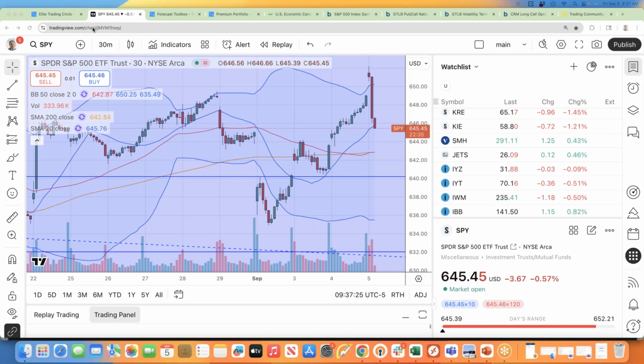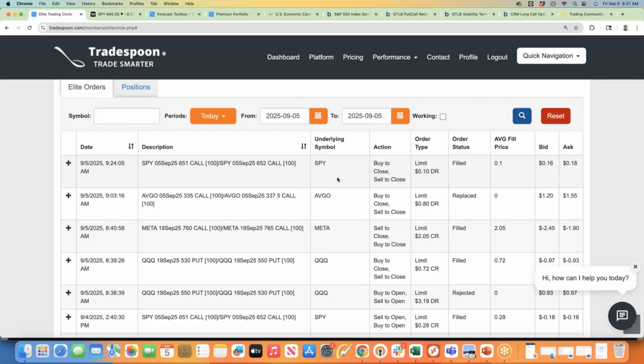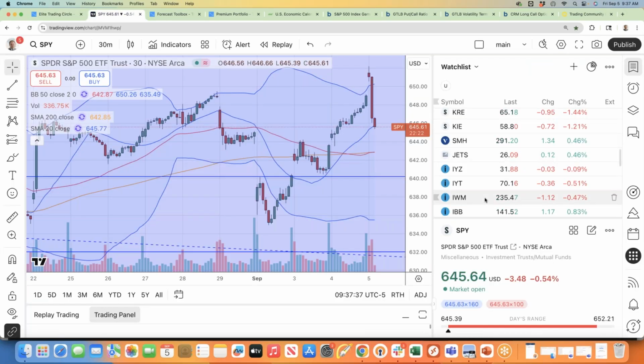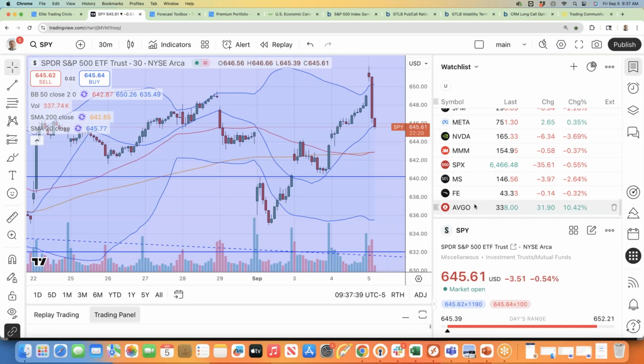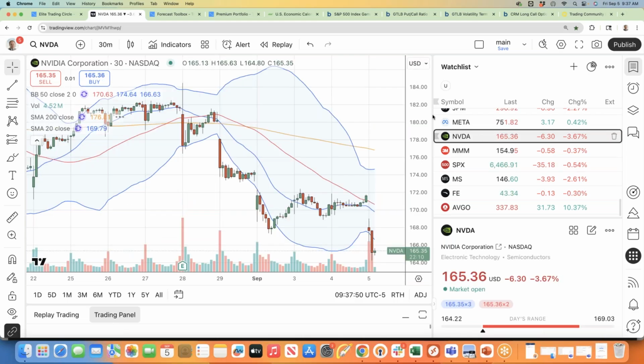I got filled at 10 cents. Still watching Broadcom. Broadcom is actually holding up better than the market, which is good. I'm probably going to exit if it gets above 342. We'll see if it will or will not. But you can see a pretty clear divergence, and NVIDIA continues to go lower.